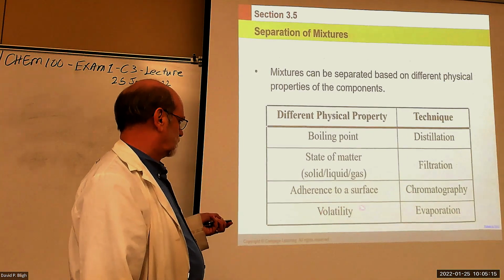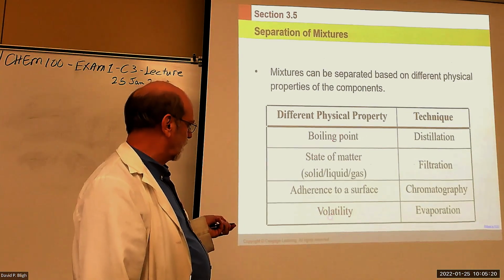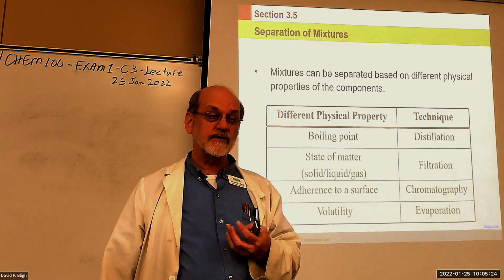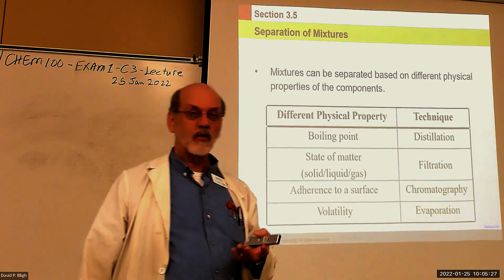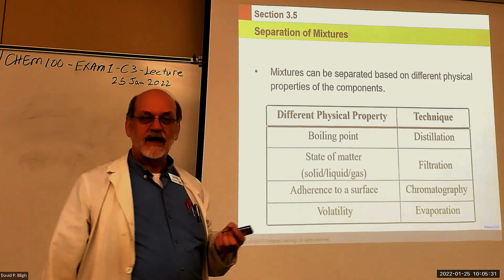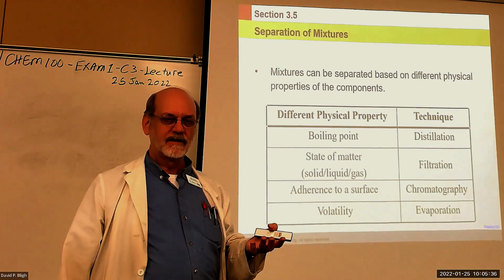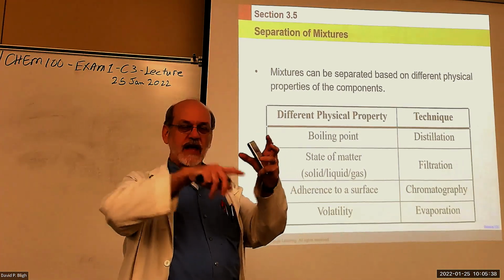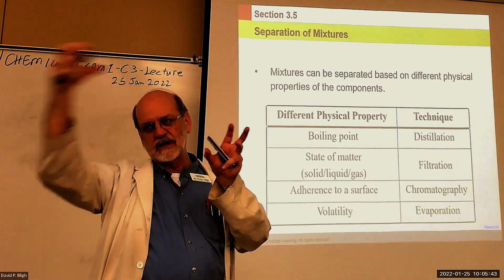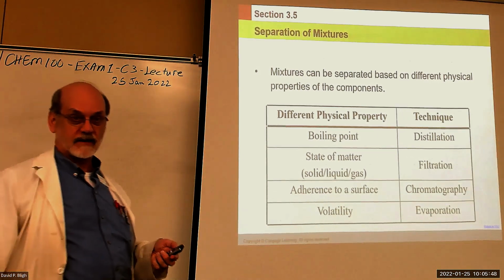Volatility. Now, this is kind of a second cousin to boiling point, but you can evaporate. If you've got two substances mixed together, one of them's volatile and one of them's not, like salt water or sugar water, you can just evaporate the water and you get your non-volatile component back. And if you have a cover over it, you catch the vapors coming off and cool them with a water stream, and you can get the evaporate back also.